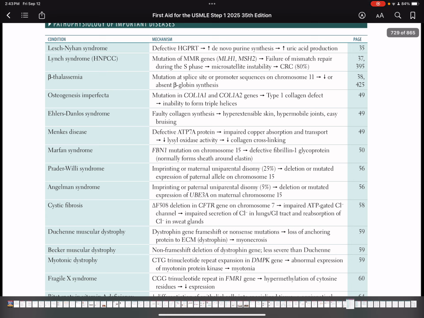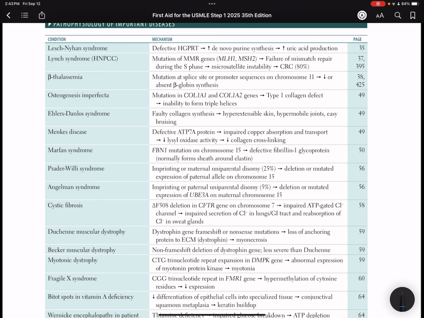What is Lynch syndrome? HNPCC. Lynch syndrome is mutation of MMR genes, MLH1, MSH2, which leads to failure of mismatch repair during the S phase, which leads to microsatellite instability, causing colorectal carcinoma in 80% of the population. Beta thalassemia causes mutation at splice site or promoter sequence on chromosome 11, which leads to decreased or absent beta globin synthesis.